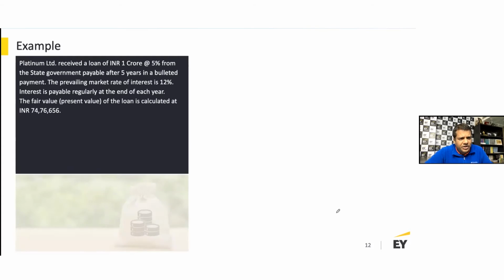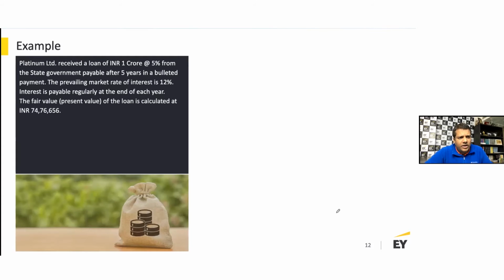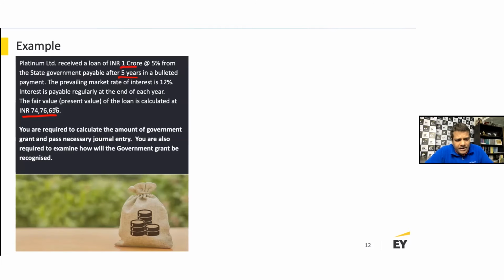The fair value of the loan is calculated at INR 74,76,656. So the total is 1 crore. Tenure is 5 years, and I'm going to pay 5%. So there is a fair value which can be determined, which is nothing but the delta of 7% discounted for a 5-year period. Now, you're required to calculate the amount of government grant and pass the necessary journal entry. You're also required to examine how the government grant will be recognized. Okay. So I'm going to do step 1. How much is the total grant?